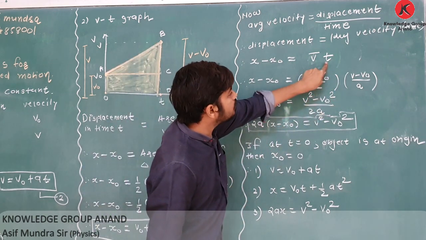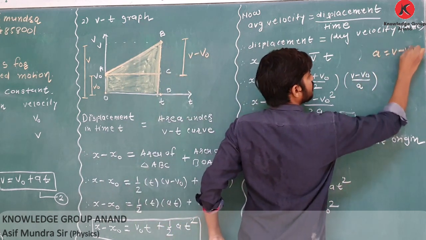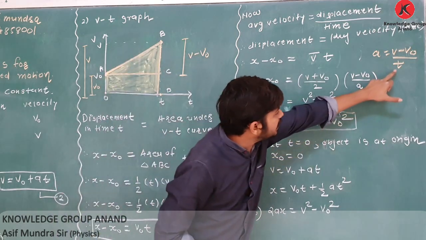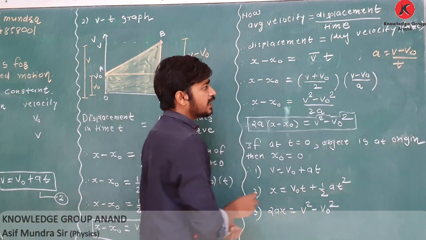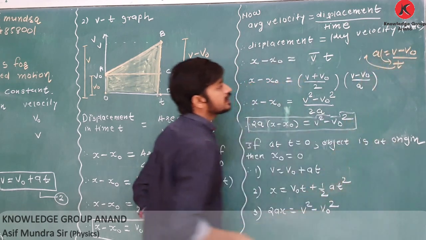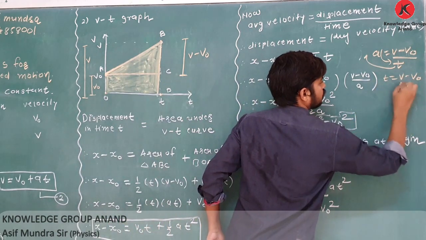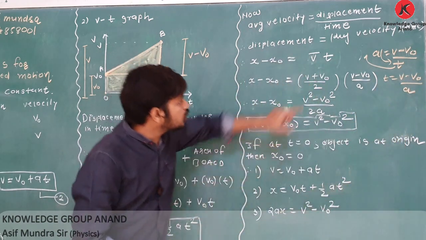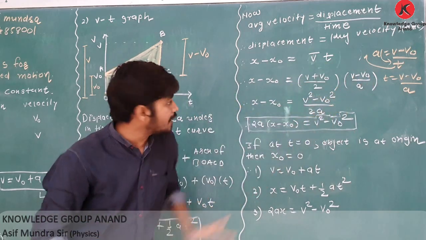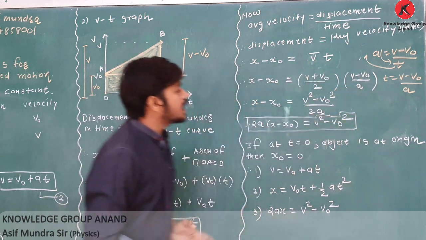Now we have to put the value of t. How? We know that a is equal to v minus v0 upon t. Yes or no? Now if you make this t the subject, we can write t is equal to v minus v0 upon a. So put the value of t, v minus v0 upon a. Clear this step. v bar is v plus v0 by 2, t is v minus v0 by a.